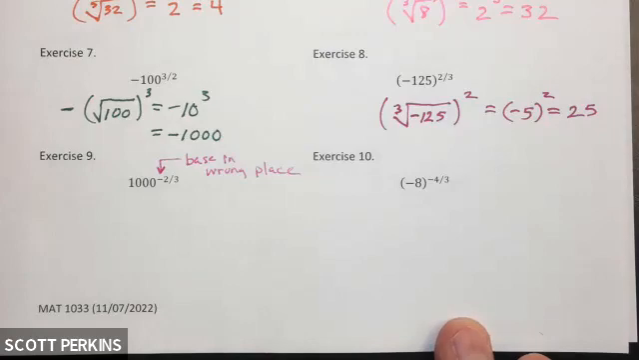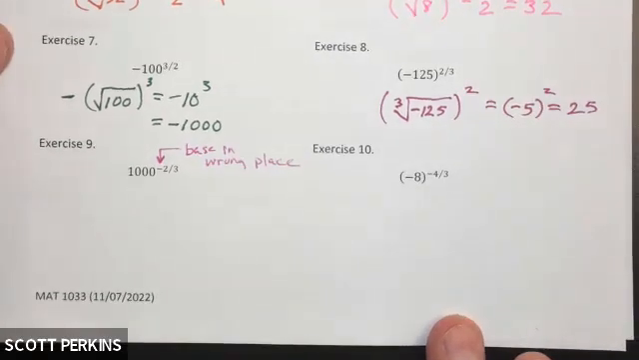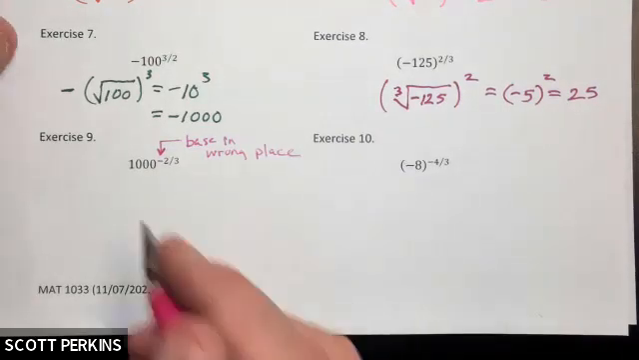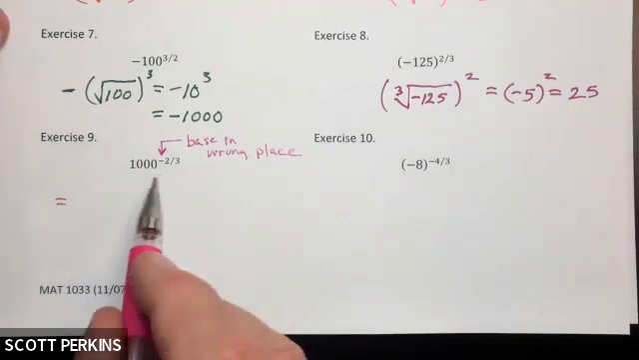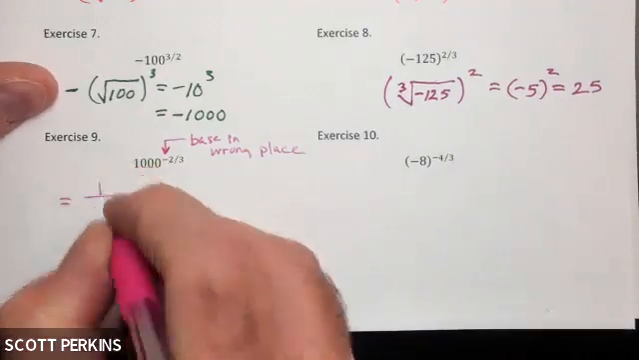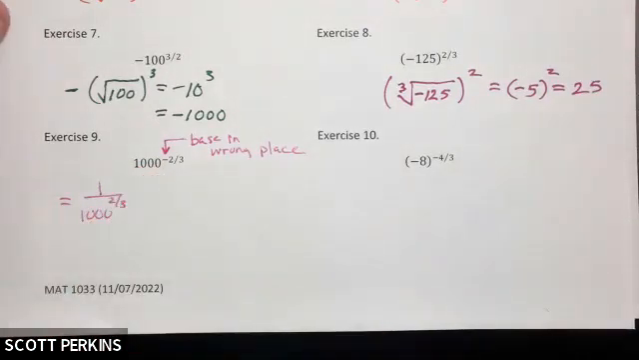Okay, so what I'm going to do first is resolve that negative exponent. That's what you should do first. Don't do anything until that negative exponent is simplified. So that negative means that instead of being in the numerator, this 1,000 should be in the denominator. So this is 1 over 1,000 to the 2/3. That's step 1.